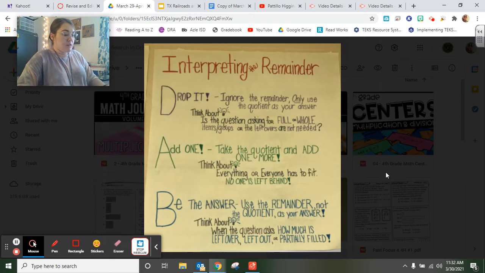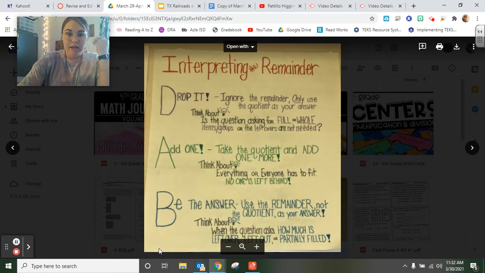So we have been using the UPS check strategy a lot lately so that you guys remember to understand, plan, solve, and check all of your answers. So let's go ahead and talk about interpreting remainders. So what are we going to do?